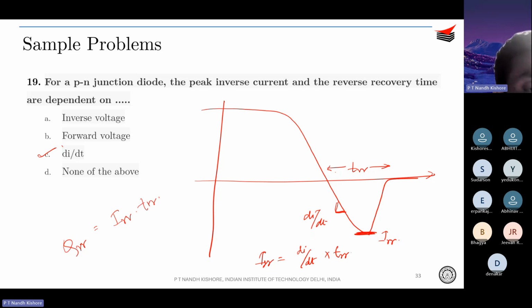So anyway, your IRR is dependent on this di by dt.